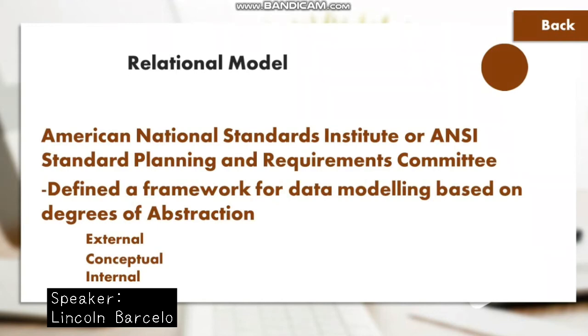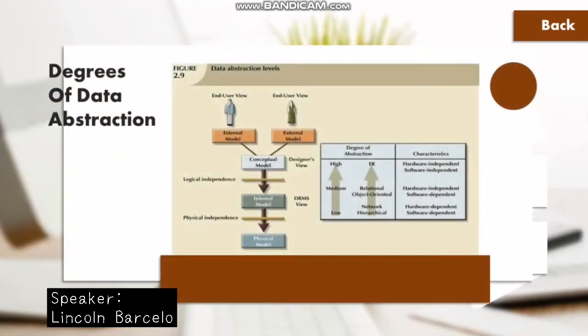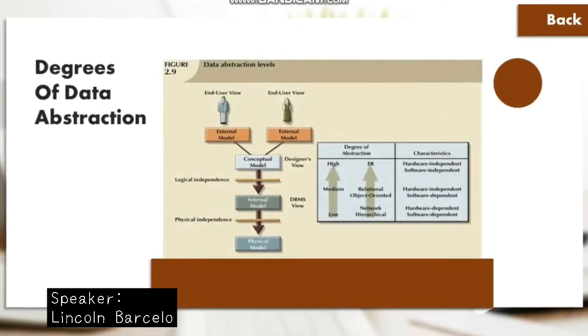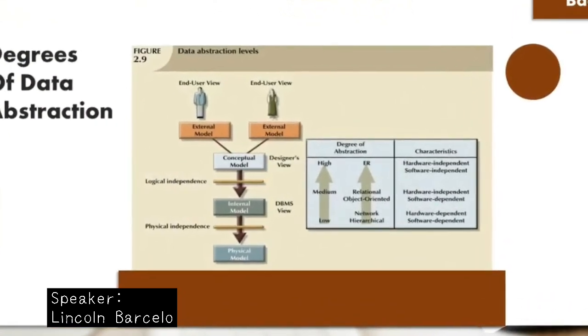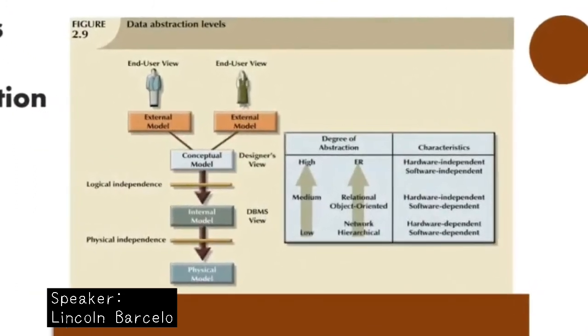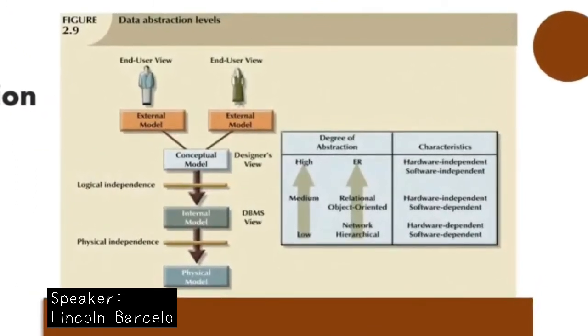Next is yung sa degrees of abstraction. So, kung mapapansin natin sa figure na to, is yung entity relationship o yung makikita nating ER, sila yung may pinakamataas na degrees of abstraction. Dahil sila yung hindi na kailangan ng literacy dun sa hardware saka sa ating software.